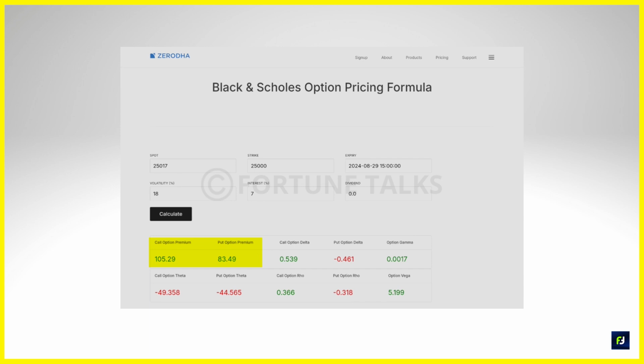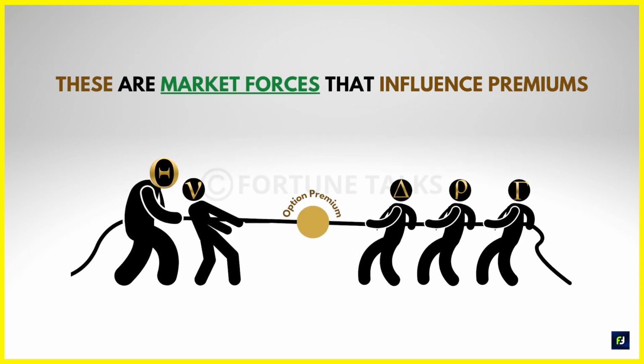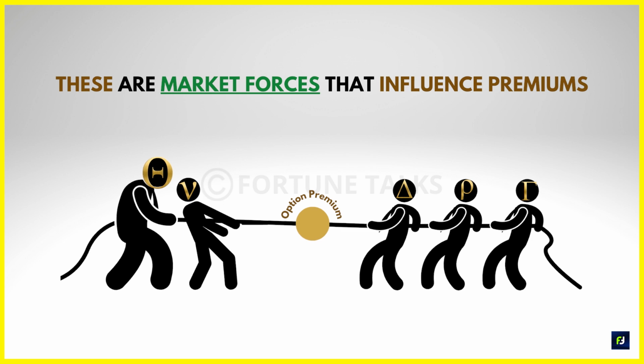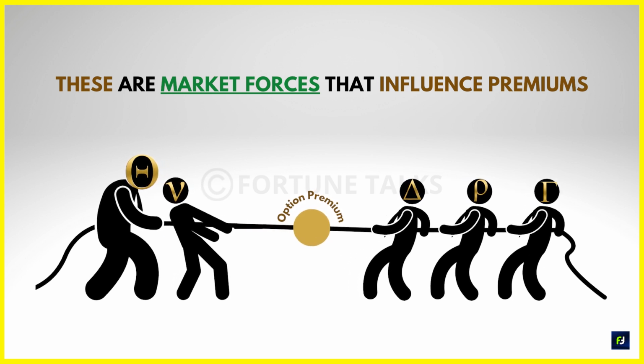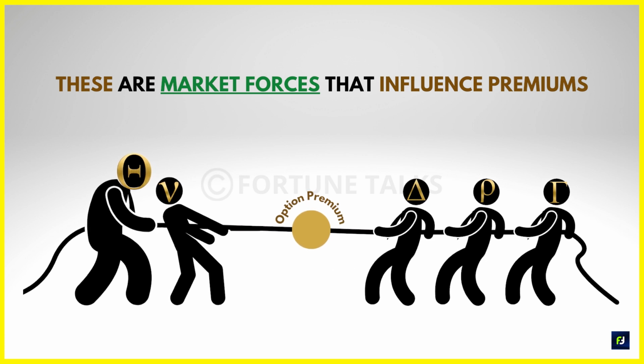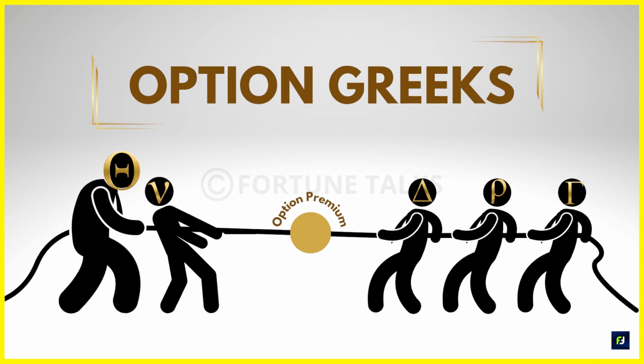But that is not it. It returns some other values like delta, gamma, theta, rho, and vega. What are these? To give you a heads up, these are market forces that influence the option premiums. For an option trade to be successful in the market, some or all of these factors need to work in an option trader's favor. These forces are collectively called the option Greeks.